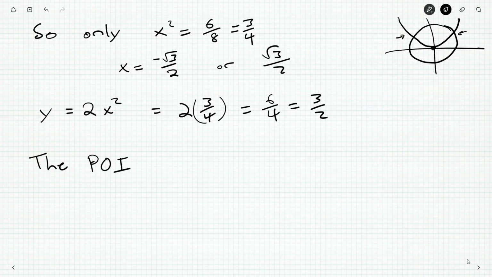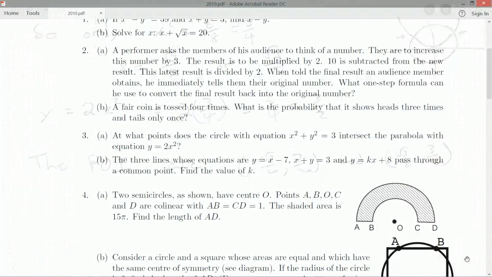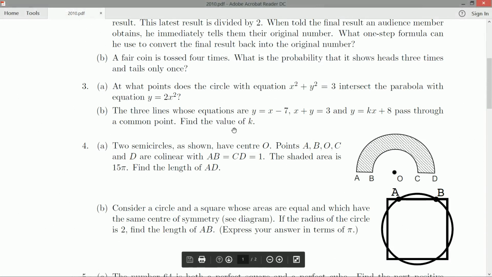The points of intersection, POI, are negative root 3 over 2, 3 over 2, and root 3 over 2, 3 over 2. Notice how symmetric this is about the y-axis. Now, I don't think that was it for the question. Yeah, we still have 3b to deal with.